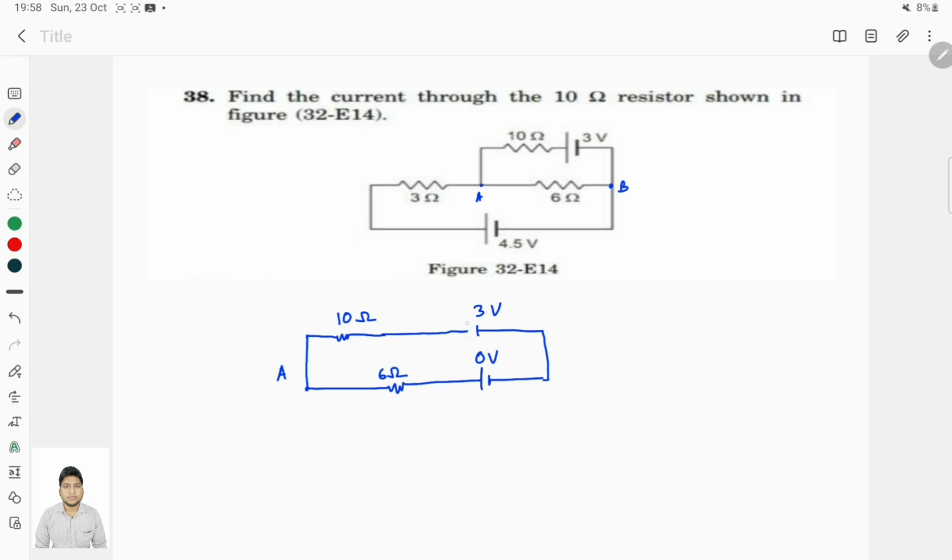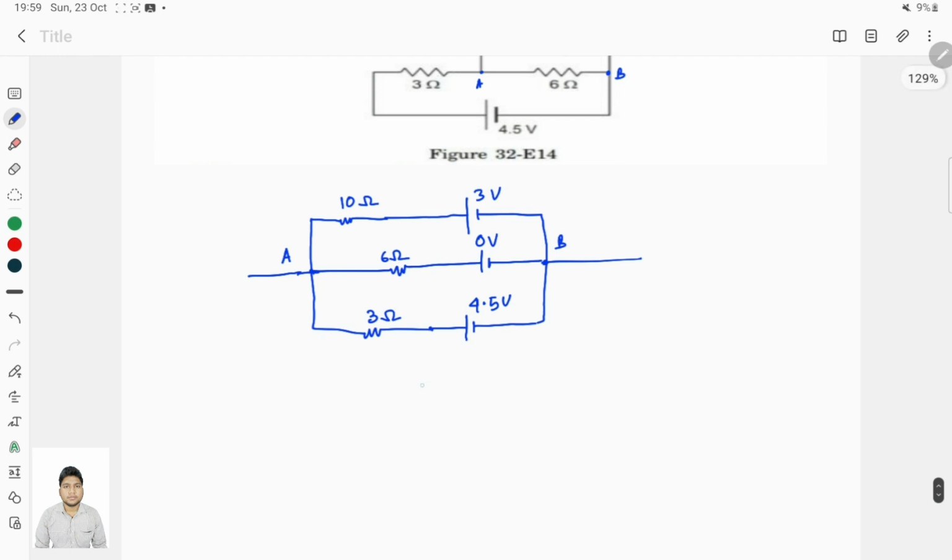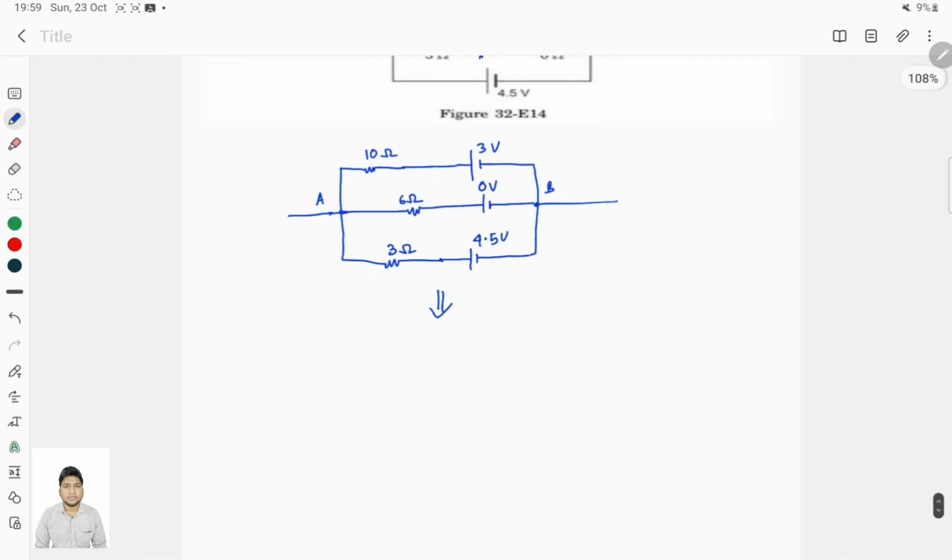Similarly, the lower portion has a 3 ohm resistor connected with a battery that has an EMF of 4.5 volt. Now we can apply the combined formula. If we want to represent this combination of batteries as a single cell having some resistance, we use the parallel cell combination formula. That is the equivalent EMF and the equivalent resistance. What is the resistance equivalent?